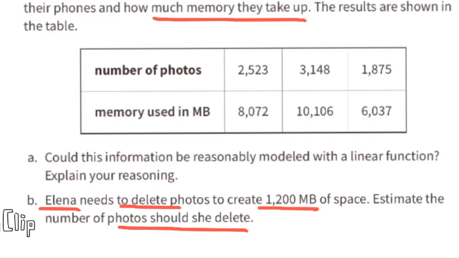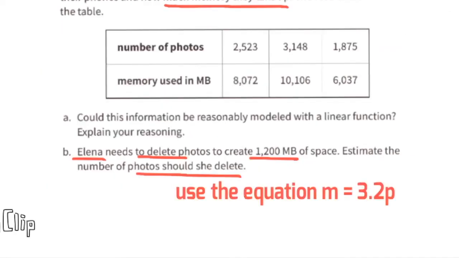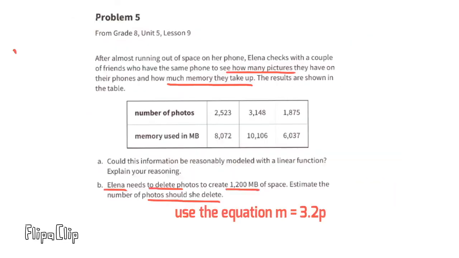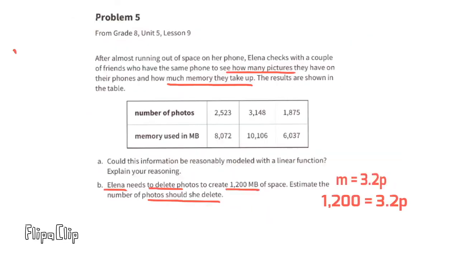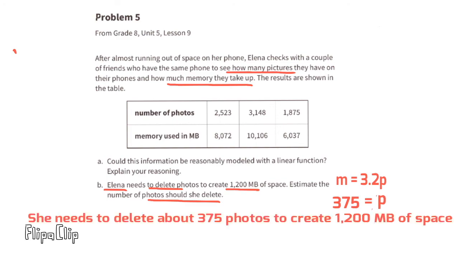B. Elena needs to delete photos to create 1,200 megabytes of space. Estimate the number of photos she should delete. This is where we can use the equation m equals 3.2 p. Substitute 1,200 for m, and it reads 1,200 equals 3.2 p. Divide both sides by 3.2. 375 equals 1 p. She needs to delete about 375 photos to create 1,200 megabytes of space.